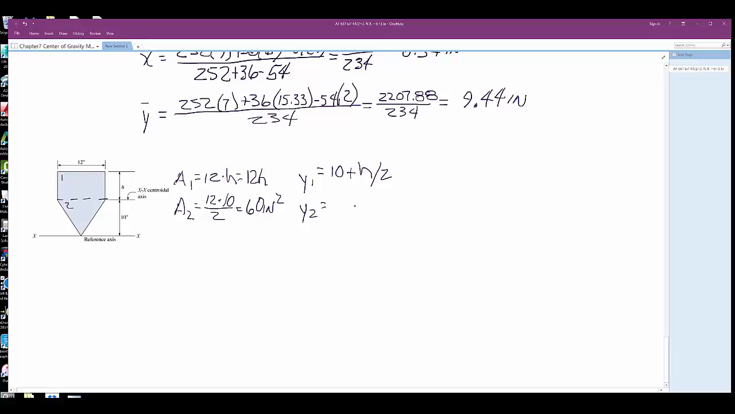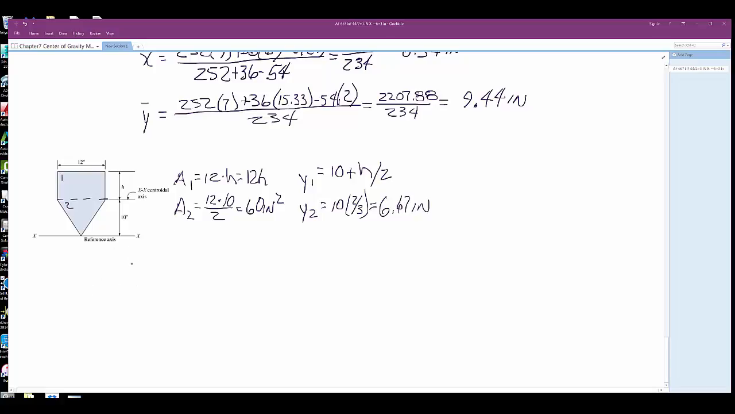y2 is going to be 10 times 2/3. Okay, so that's to get that height, that we get the most of the material or the mass is up on top, so we're going to take 2/3, and it's 2/3 of 10, which is 6.67 inches.